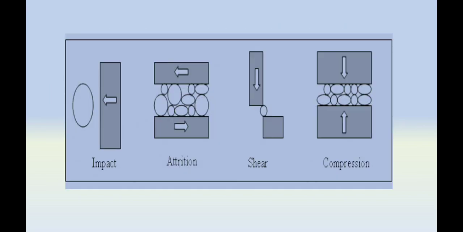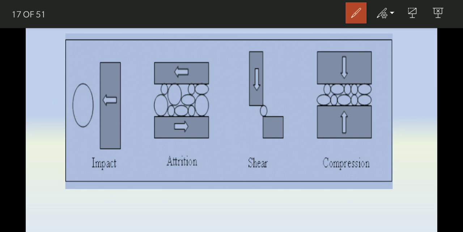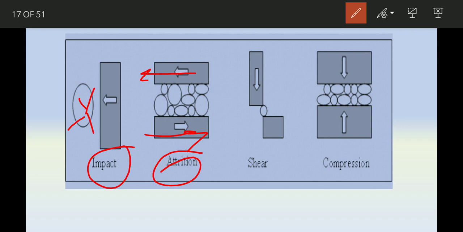Here you can see in this diagram the impact: when a hammer strikes the material, first it cracks and then it breaks into smaller particles. And attrition: in the principle of attrition, two surfaces are moving in opposite directions to each other and the material is placed between these two surfaces. So first the edges of that material get broken.